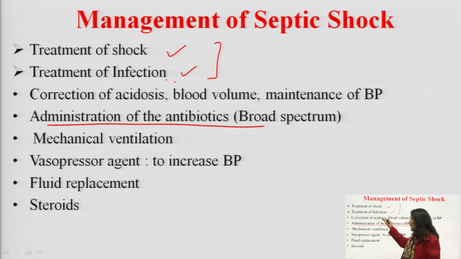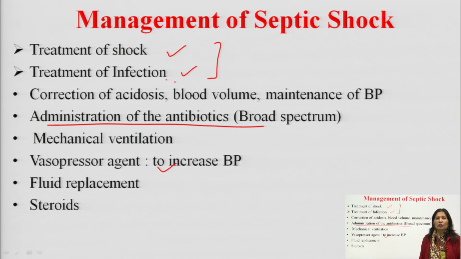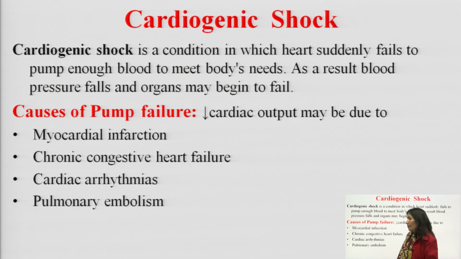antibiotics, and to treat the shock we need to correct acidosis and blood volume, and we also try to maintain the blood pressure. For this we can give vasopressor agents to increase the BP, also fluid replacement and mechanical ventilation for oxygenation, and steroids, because steroids are anti-inflammatory in nature, they increase the reversal of shock. So, that was septic shock.